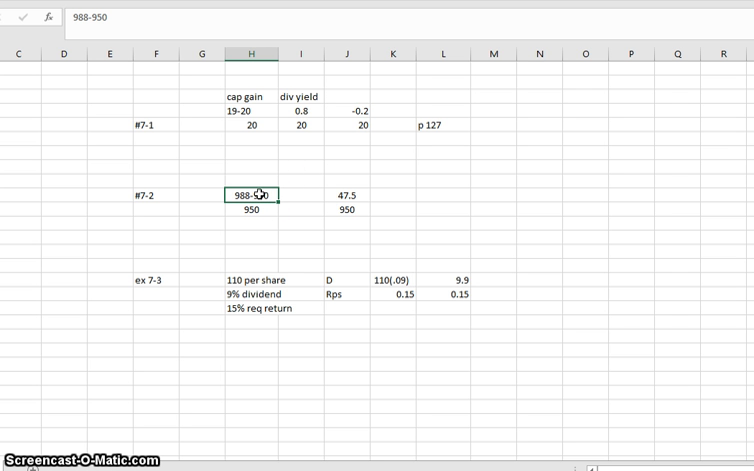Now 7.2. In 7.2 you paid $9.50 a share, and you sold it for $9.88 a share. $9.88 minus $9.50, and again, P1 minus P0 divided into P0. Going back to page 127 again. So that is going to give you the capital gains associated with the stock. 9.88 minus 9.50 divided into 9.50.